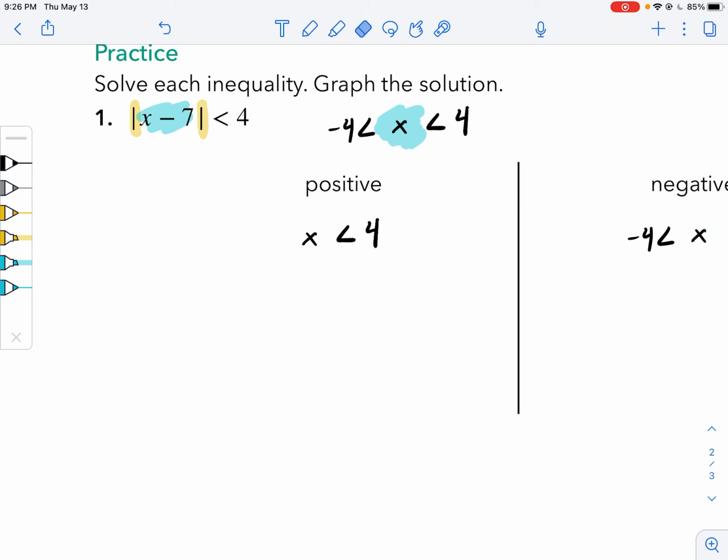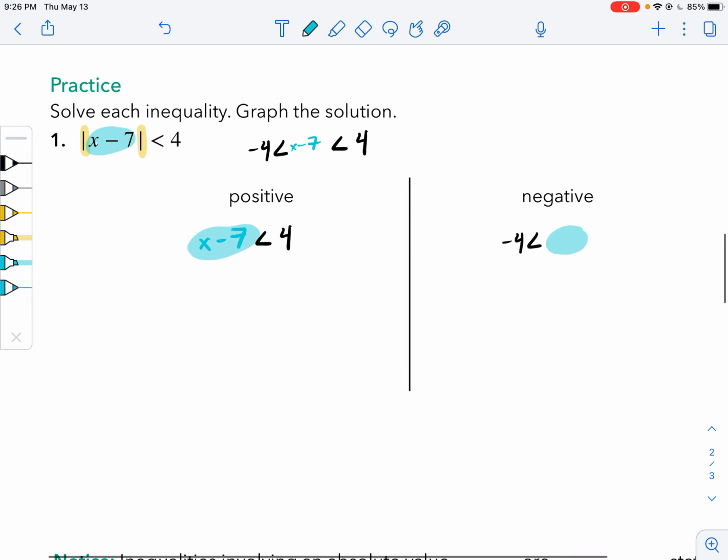Is that great? But it's not x, it's x minus 7. That was bad of me, I'm sorry. We're going to take whatever is in our absolute value. It's not x, it's x minus 7. So x minus 7 is less than 4, or x minus 7 is greater than -4. And now we solve.